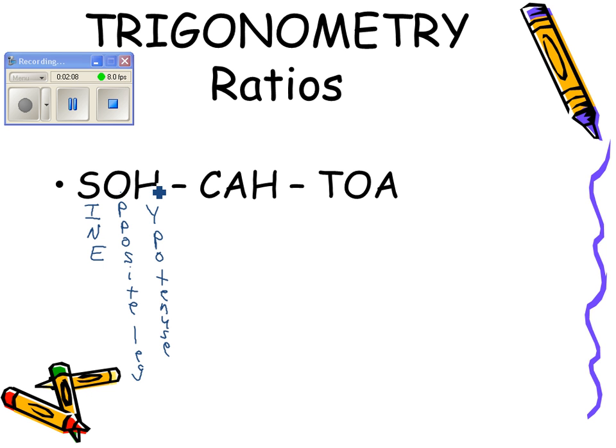Next part, the CAH. C stands for cosine. That's the next trig ratio. And this is the adjacent leg. Remember, adjacent means the leg that's hooked to it. So the leg that's hooked to that certain angle, adjacent leg over hypotenuse.